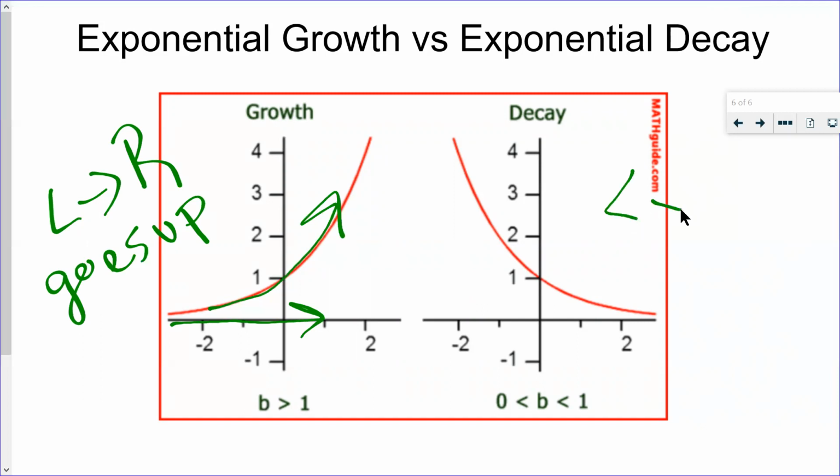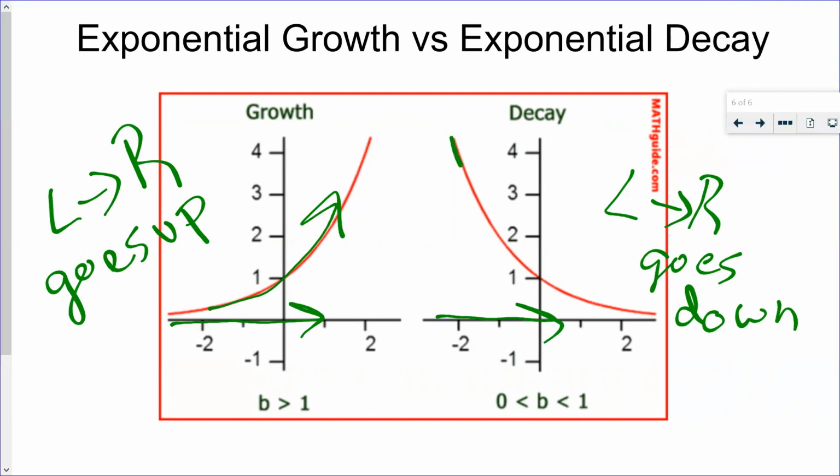All right? Exponential decay, if you look left to right, the graph goes down. So if we look from left to right, we start on the left side and we go towards the right, what's happening to the graph? Well, it's going down. Decay means like falling apart. If something's decaying, like compost decays, it's going away. So you'll see the terminology, exponential growth, exponential decay. All it's saying is left to right, is it going up or down? If it's going up, it's growth. If it's going down, it's decay.